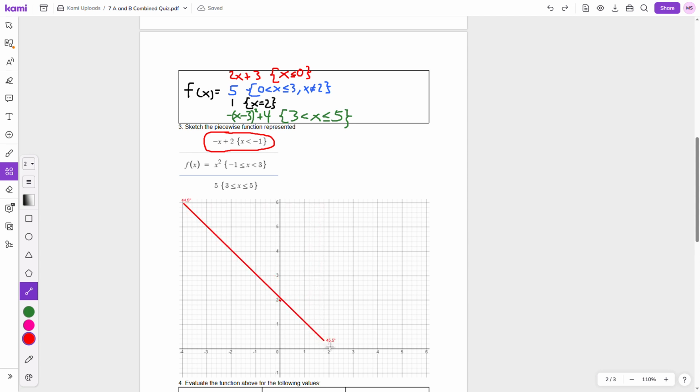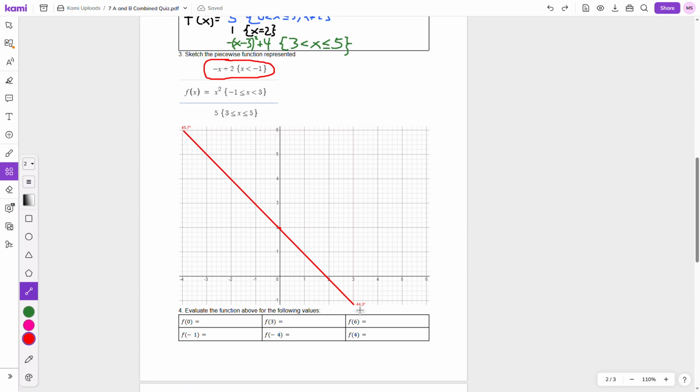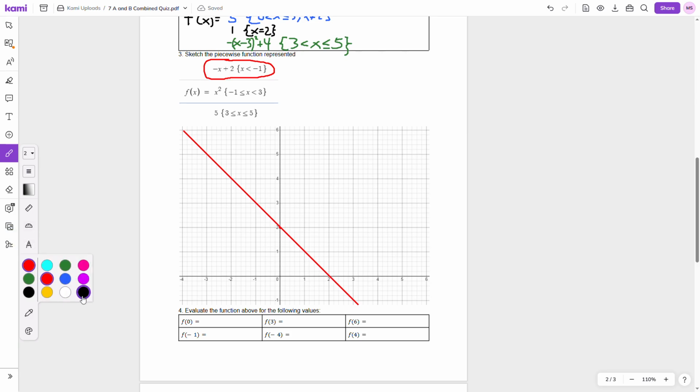Okay. And this goes through here. Kind of like that. But it's only to where x is less than -1. So all of this gets deleted. I hope, is that going to delete everything? It is, huh?